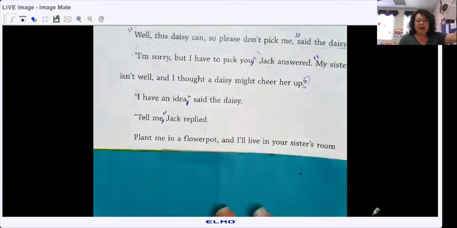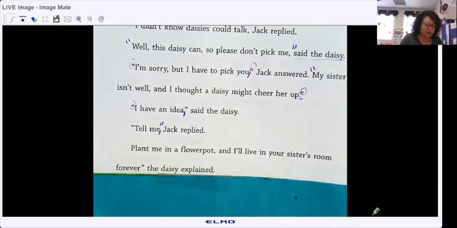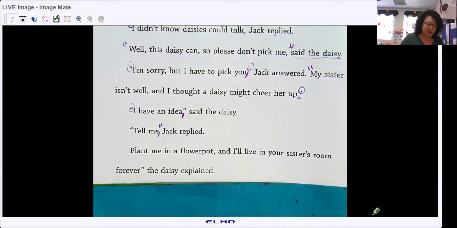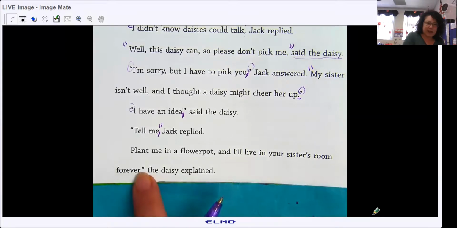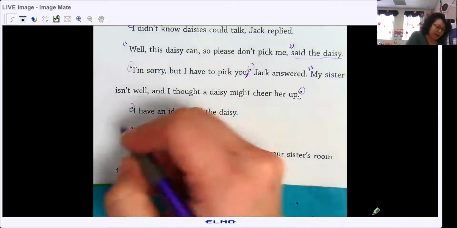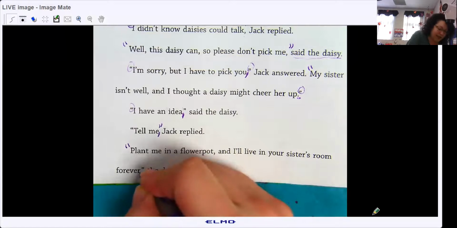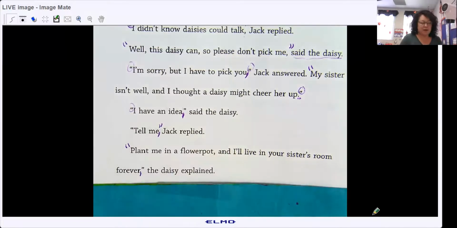"Plant me in a flower pot and I'll live in your sister's room forever," the daisy explained. Well, that's very generous of her. I see my quotation marks here. However, I don't see any right there at the beginning. Remember, at the beginning and the end, and then my comma right there.